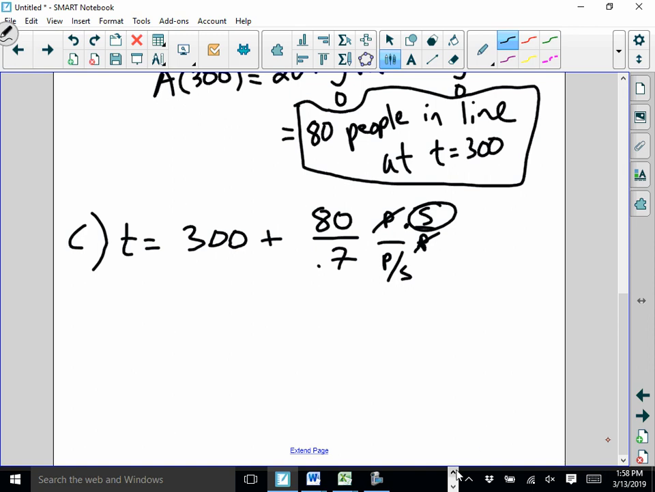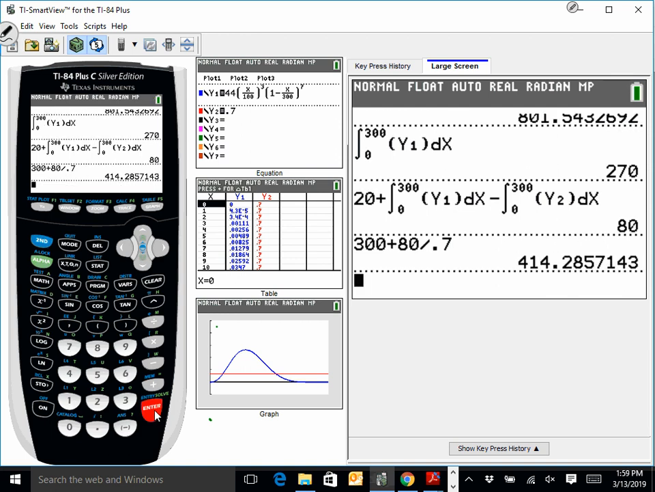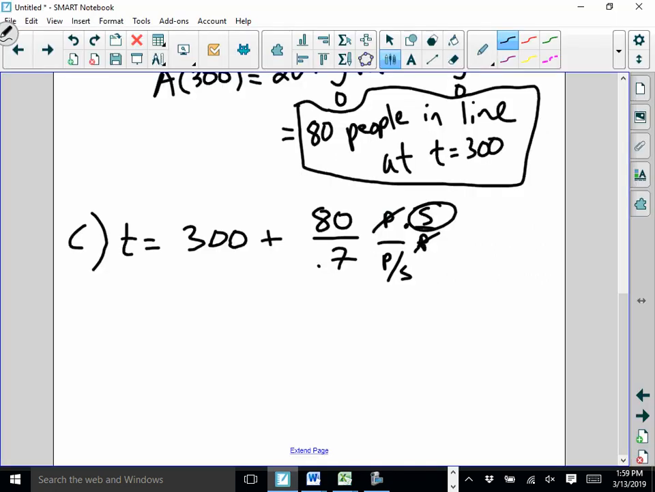So I'll do 300 plus 80 divided by 0.7. And I'm going to get 414.286 seconds. All right, T equals 414.286. And that's seconds, and that's the time when no one is in the line.